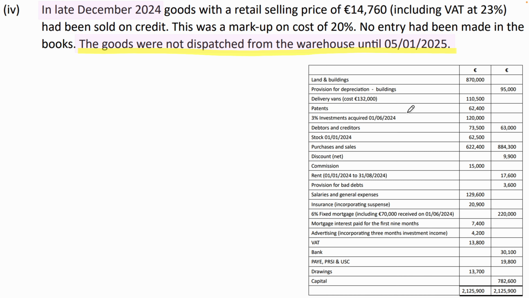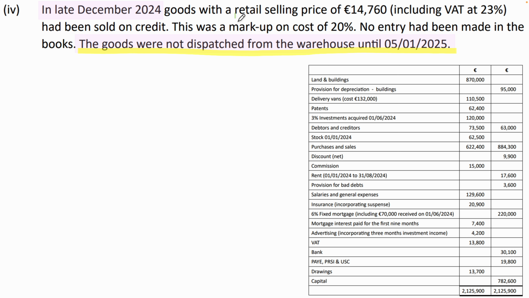And so the last sentence is just there to throw you, to make you doubt whether you have to reduce from closing stock. But yes, you do. Okay, because they were sold in 2024, late 2024. So you have to take them from the closing stock. Okay, so there's a lot more to this then, as well as just the closing stock query.